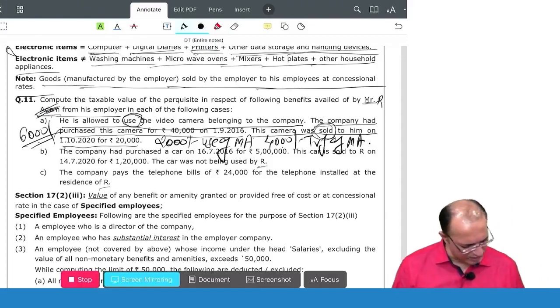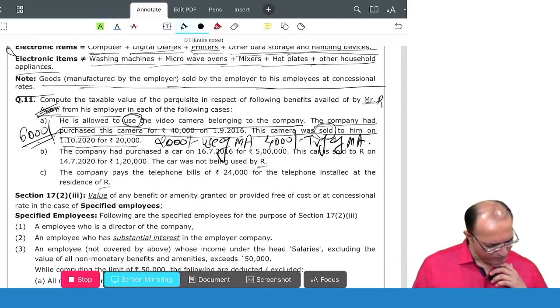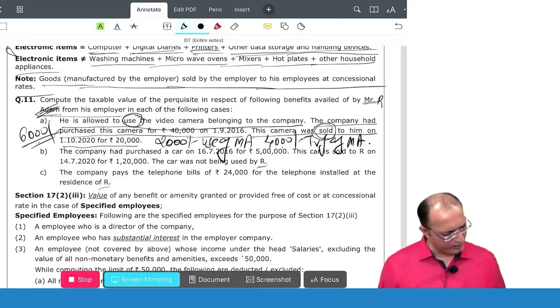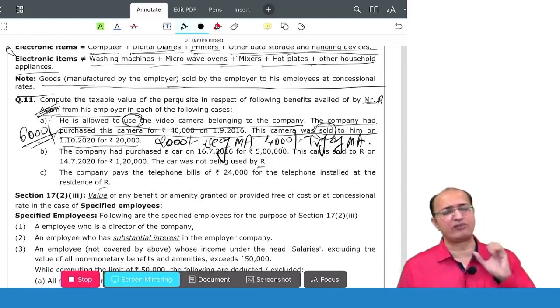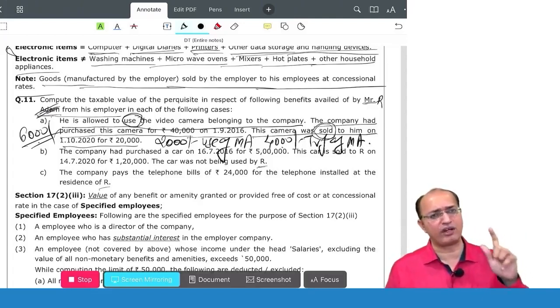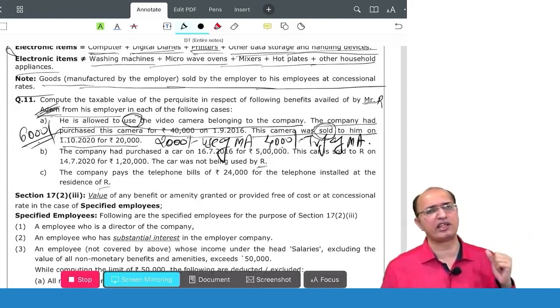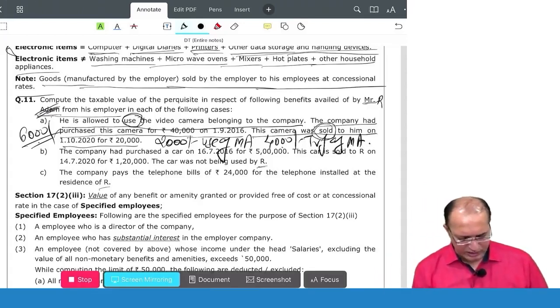Shruti is asking me, sir, so in 16-17 taxable value of perquisite will be 2,000 and in 2021 will be 4,000, right? Shruti, we are calculating income for which year? We are calculating income for 2021. Why should we think about 16-17? Read the question, what it says.